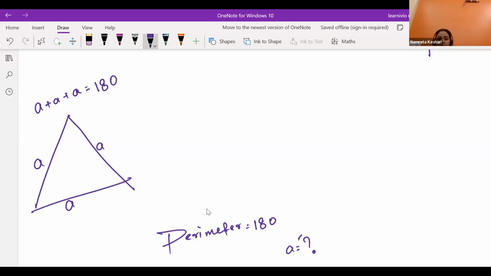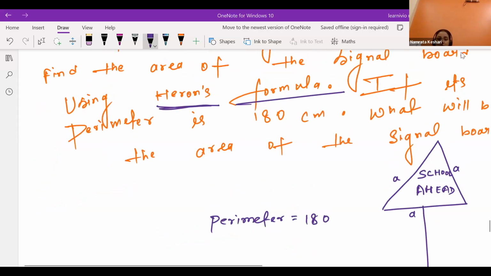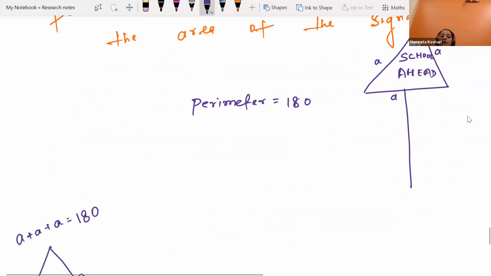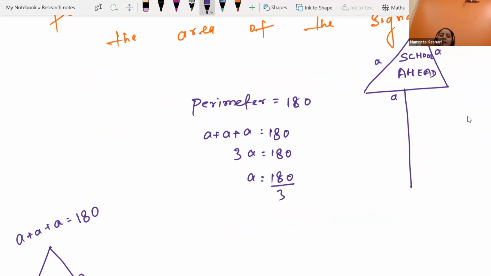A is 60. Yes. Okay, everyone getting it? We know that we have an equilateral triangle. Perimeter is given, that means a plus a plus a is given as 180. From there 3a is 180. Then of course a is 180 by 3, and a is 60 centimeter.